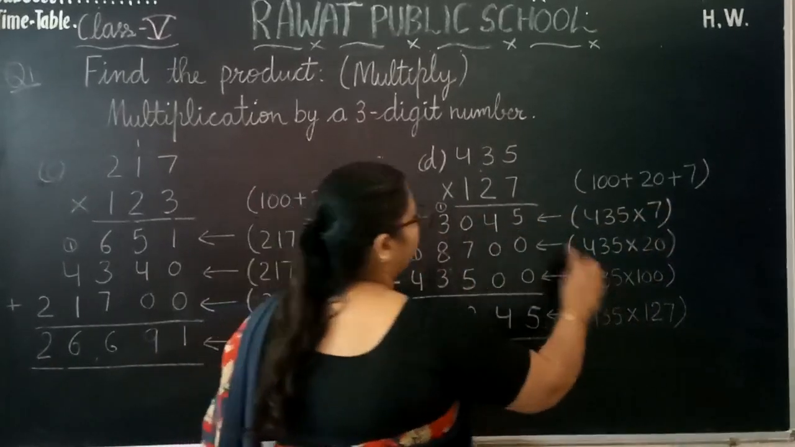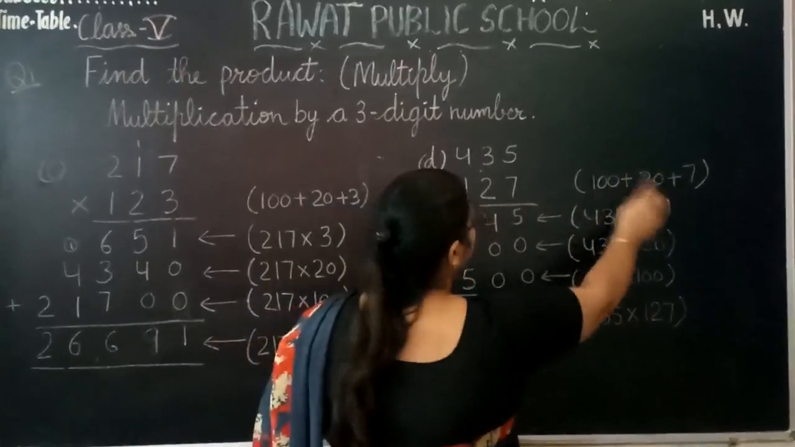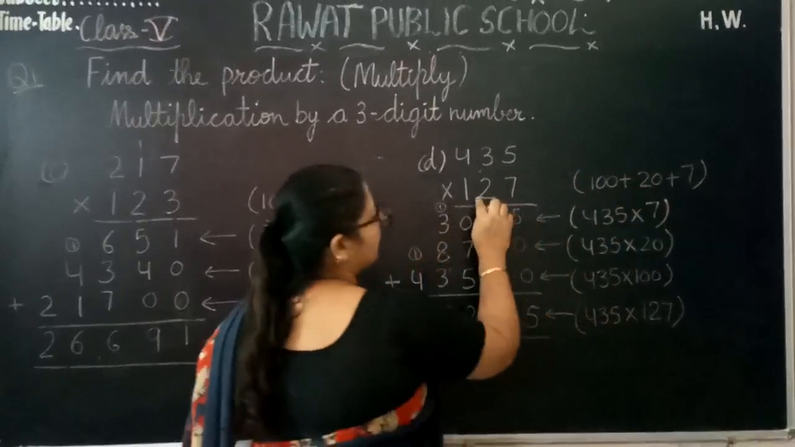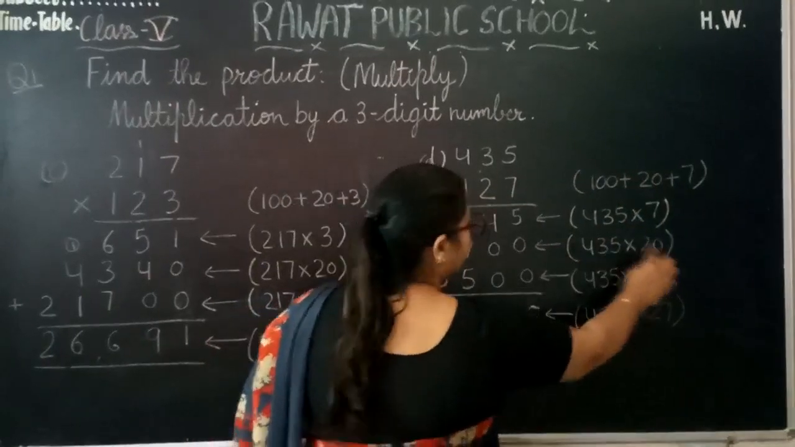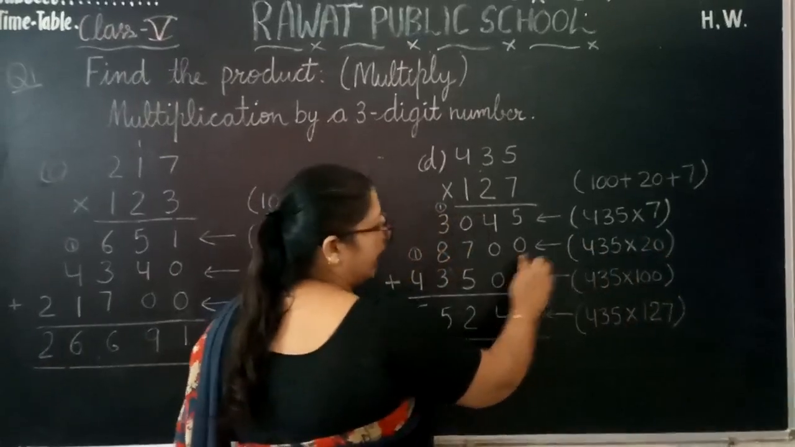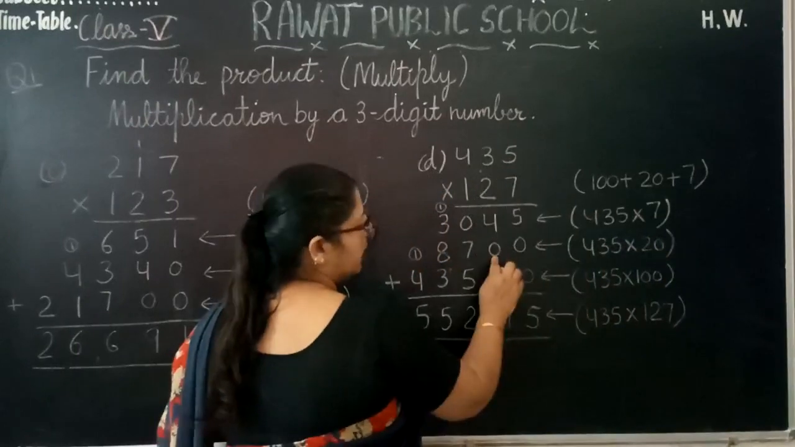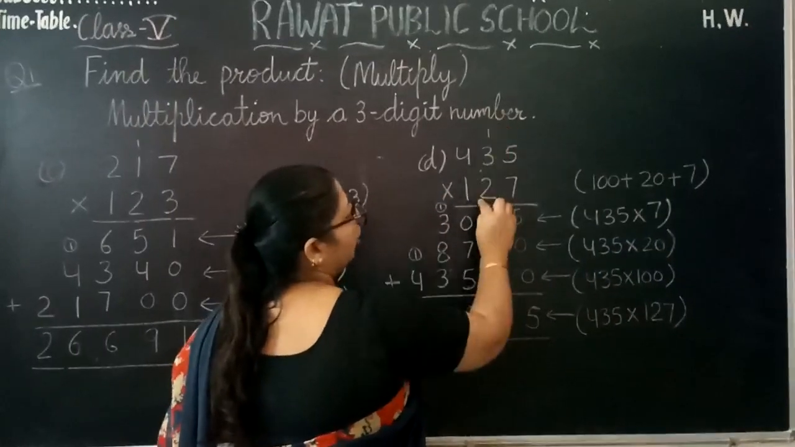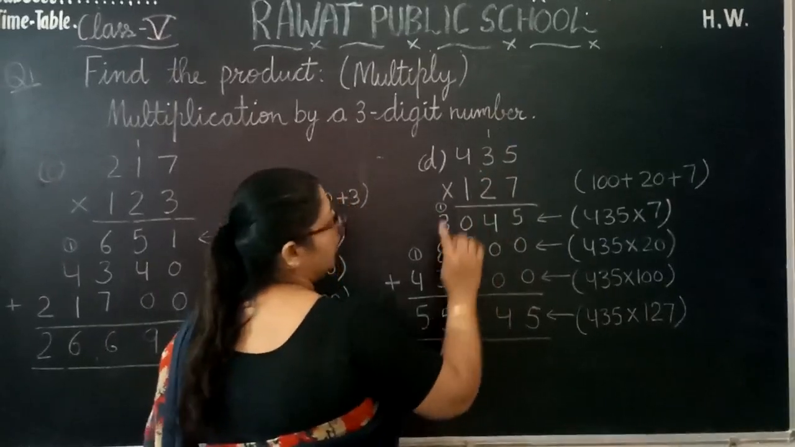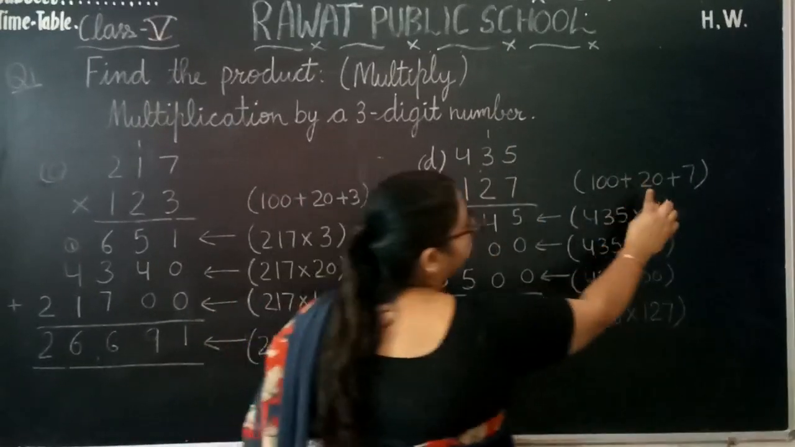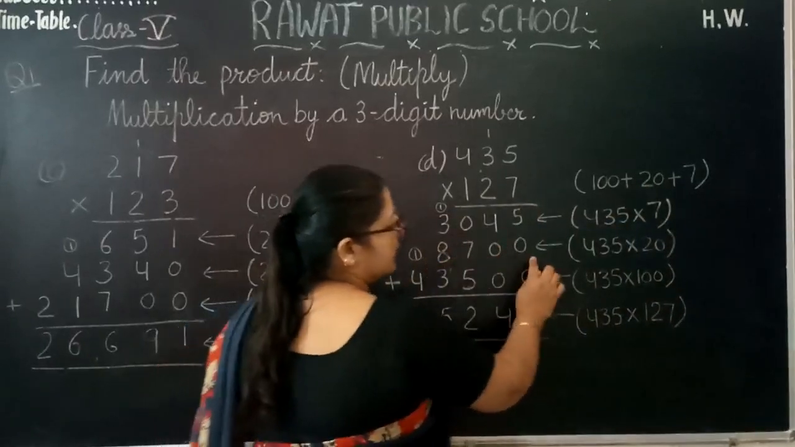Now next we multiply by the tens digit. What is the tens digit? Tens is 2. The place value of 2 is tens, means 20. So we put the 0 of 20 here. Again this is 2. 2 fives are 10, 10 plus 0, carry 1. 2 threes are 6 plus 1 carry, 7. And 2 fours are 8. So 435 multiplied by 20 is equal to 8,700.